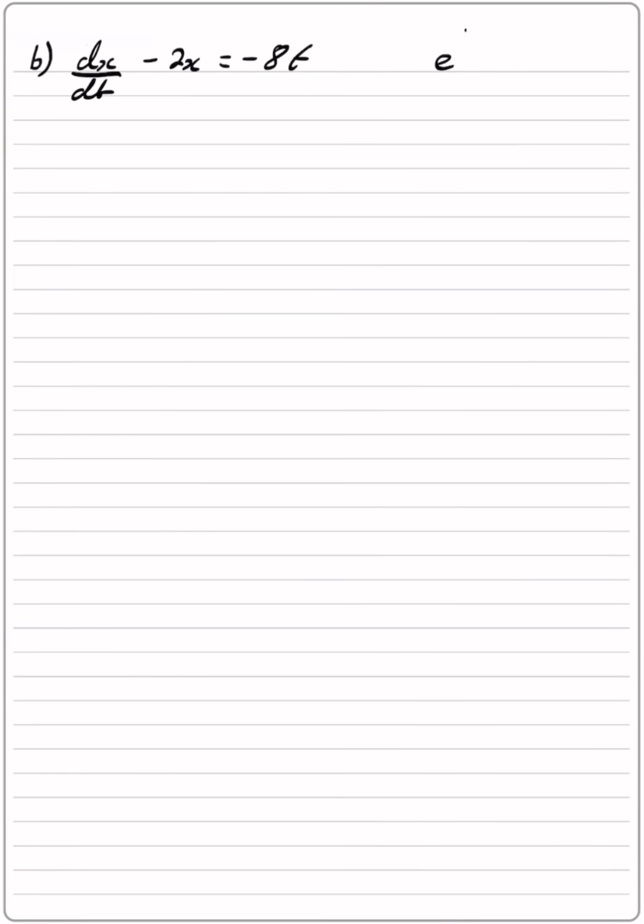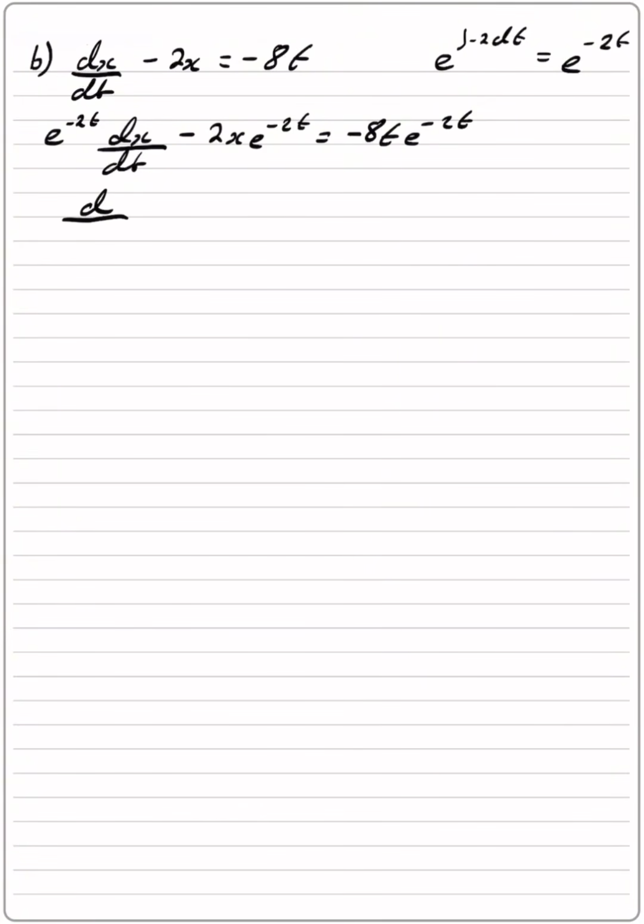So e to the power of the integral of -2 dt. That's going to be e to the -2t. That's our integrating factor. We'll multiply both sides by that. Multiply both sides by e to the -2t, giving us e to the -2t lots of dx by dt, subtract 2x lots of e to the -2t will be equal to -8t times e to the -2t.